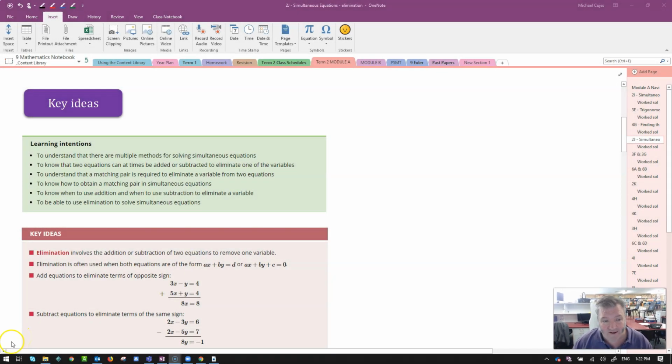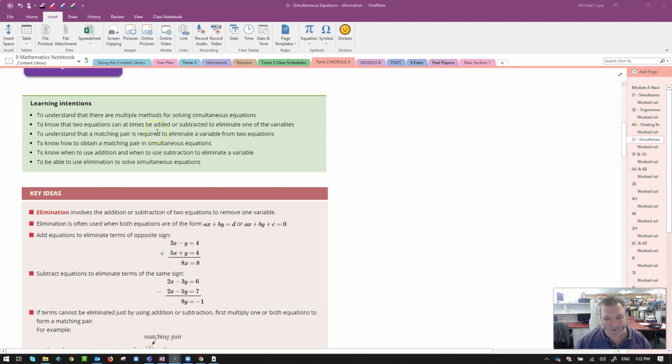Alright, so this is exercise 2J. Yes, there are multiple methods to solving simultaneous equations. Substitution is often good, but sometimes it gives us tricky fractions in our equations, which we tend to make mistakes with. So elimination is one way of trying to avoid that as much as possible, and we're going to look at exactly how that works now.